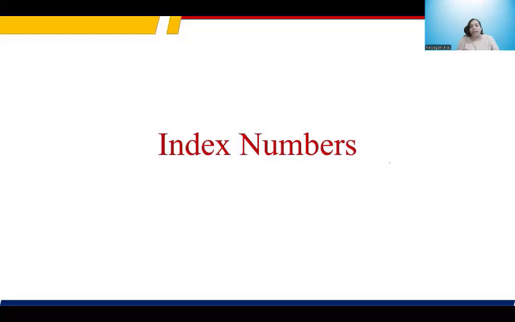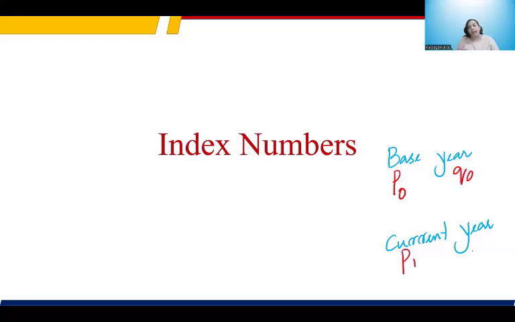When we talk about the index number, we will have two scenarios. One is called the base year, and the second one is called the current year. The base year price we denote as P naught, and the current year price as P1. Base year quantity is Q naught, and the current year quantity is Q1. These are the only four variables we are going to use. We are going to have only four different combinations.